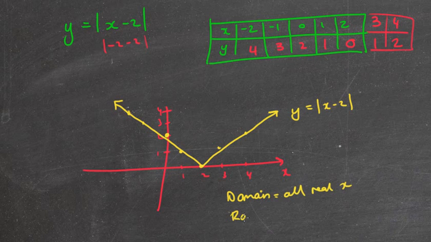Now my domain, like the last one, will be all real x values. My range is also the same as last one. Y is greater than or equal to 0, as you can see from there. Okay, so pretty straightforward stuff there. I might just look at a slightly trickier one.